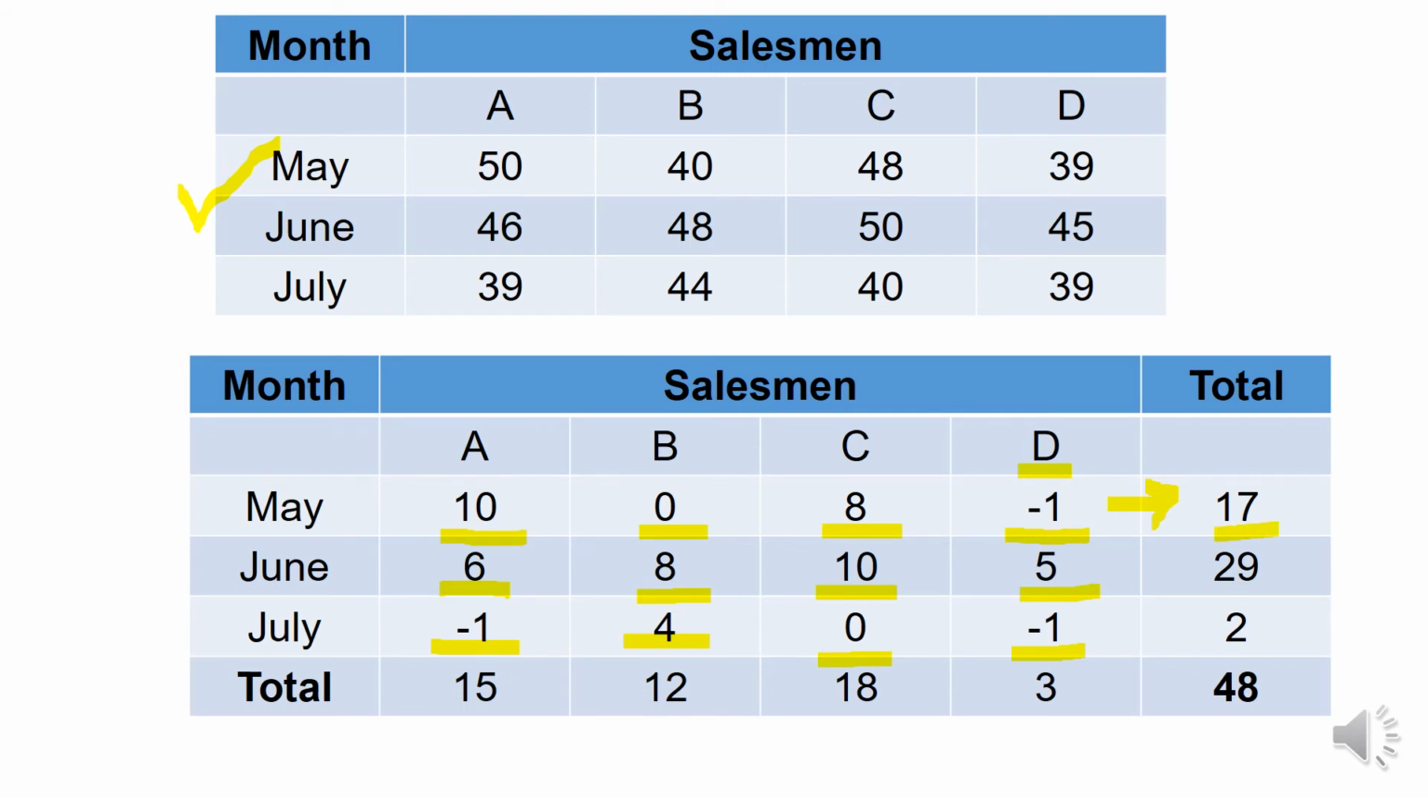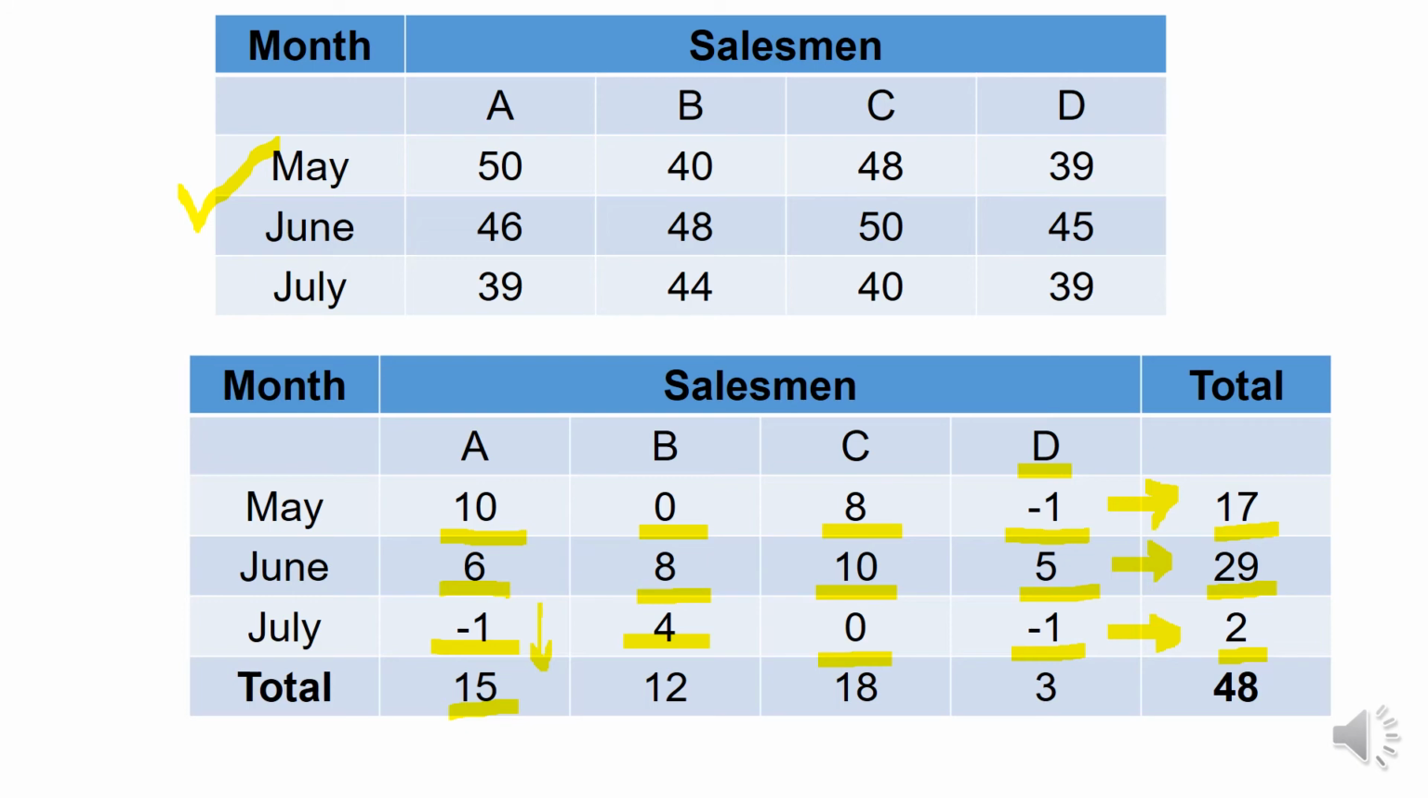And for the second row, the addition of values 6 plus 8 plus 10 plus 5 leads to a value equivalent to 29. Similarly, for the last row, this is for the case of July, the sum of minus 1, 4, 0 and minus 1 is equivalent to 2. Likewise, we'll take the addition of values for every salesman. That is, for salesman A, 10 plus 6 plus minus 1 is equivalent to 15.